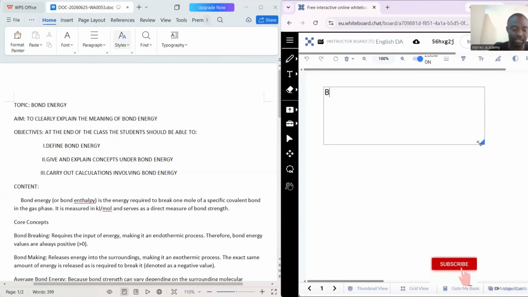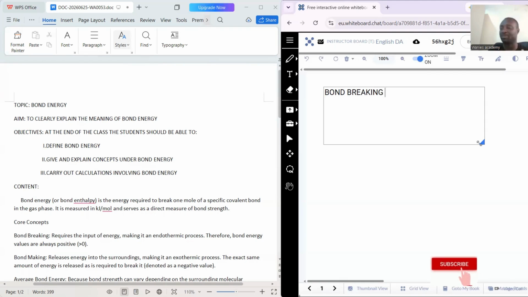Generally speaking, bond breaking requires an input of energy. For bonds to be broken, there is a need for energy to be supplied to a given system. So bond breaking requires energy input, and therefore it is considered an endothermic process. The bond energy values for bond breaking are therefore positive, since the reaction is endothermic.